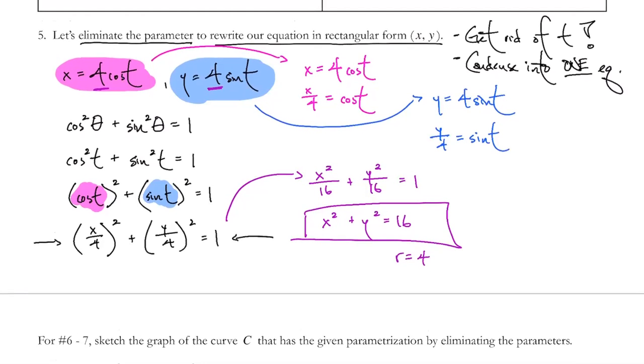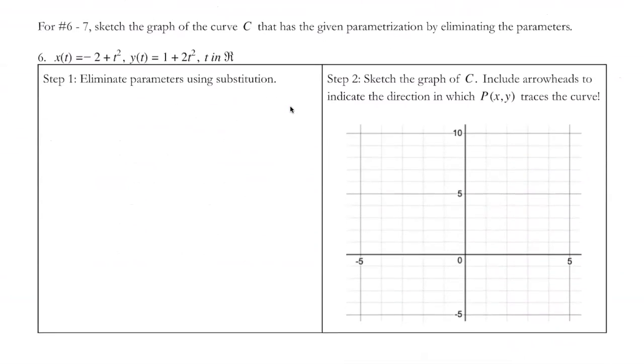Okay, so just to summarize, in order to eliminate the parameter, we need to get rid of the t and we need to condense it into one equation, right? And the way we do that is going to change based on the information we have. So before we move on, are there any questions on example 5 right now? Okay. All right. So let's move on.